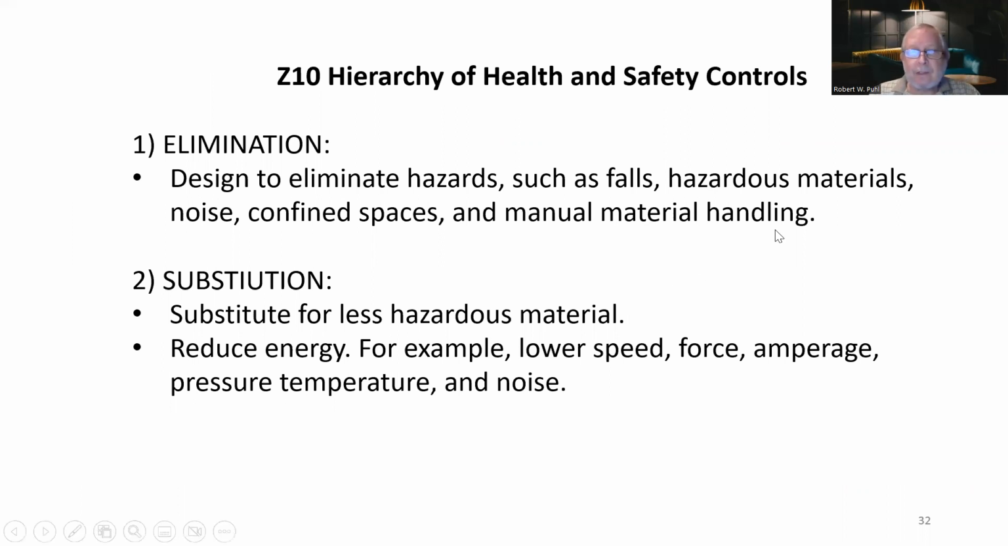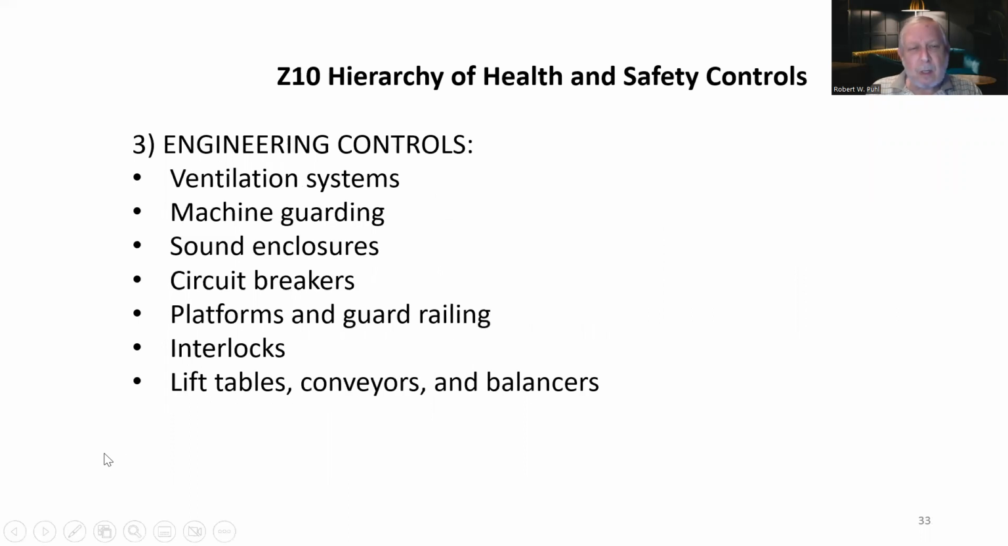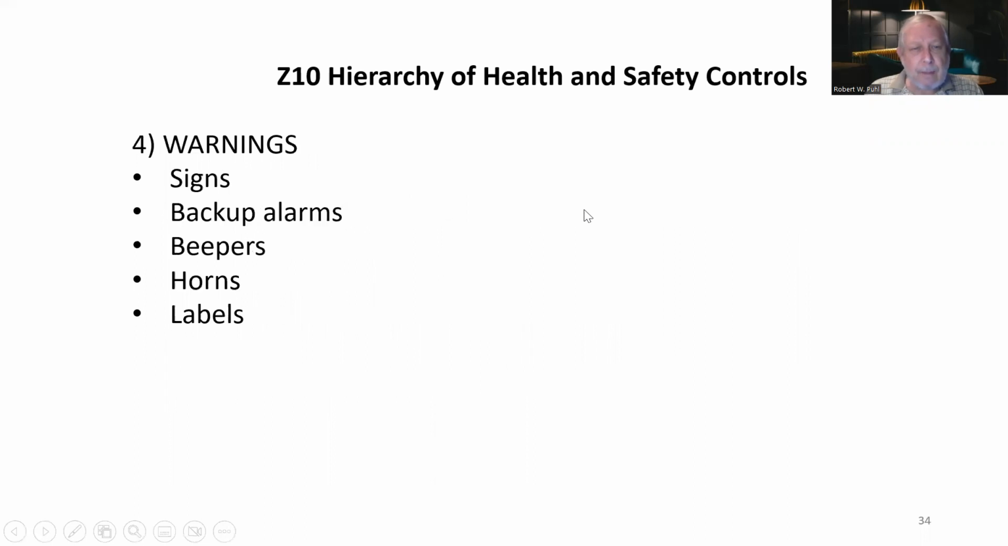Elimination, designed to eliminate hazards such as falls, hazardous materials, noise, confined spaces, and manual material handling. Substitution, substitute for less hazardous material. Reduce energy, for example, lower speed, force, amperage, pressure, temperature, and noise. Engineering controls, oddly enough, they say ventilation systems is the first one. Most people say machine guarding is the first one. But they have machine guarding, sound enclosures, circuit breakers, platforms and guardrails, interlocks, lift tables, conveyors, and balancers.